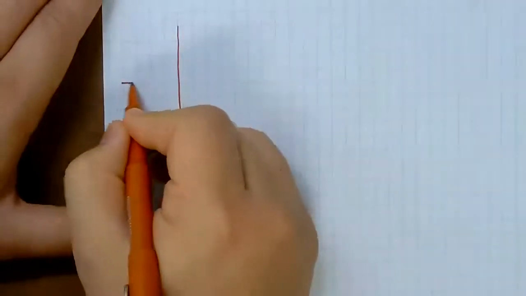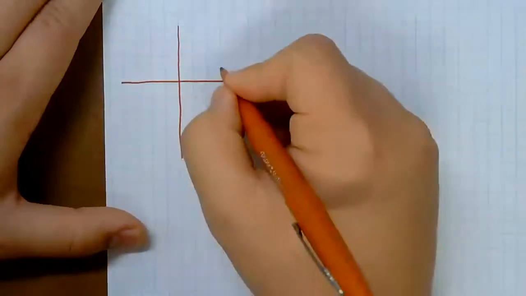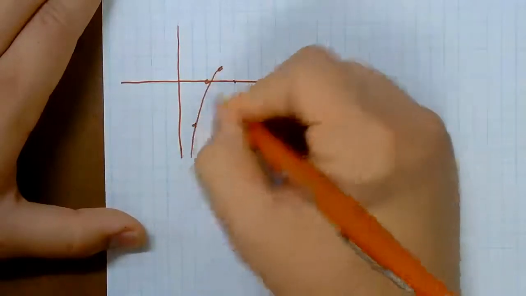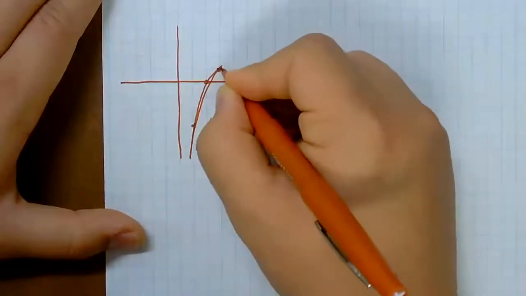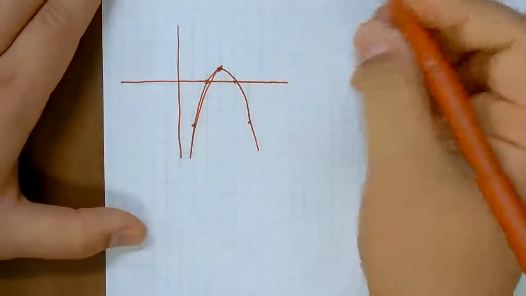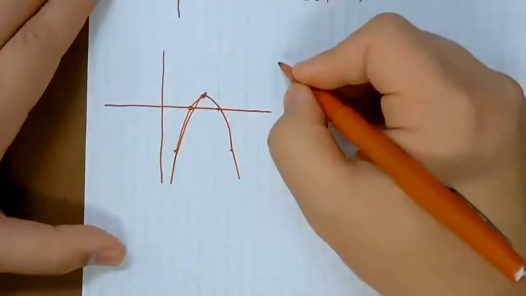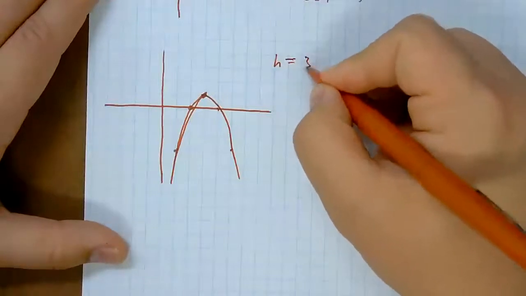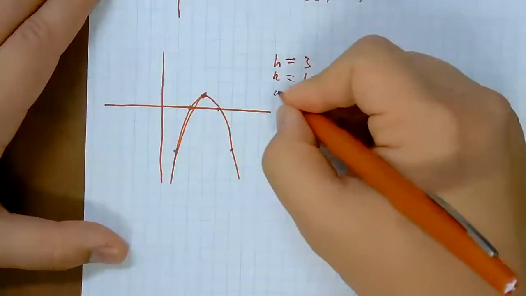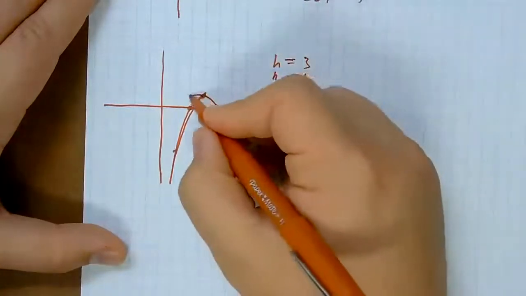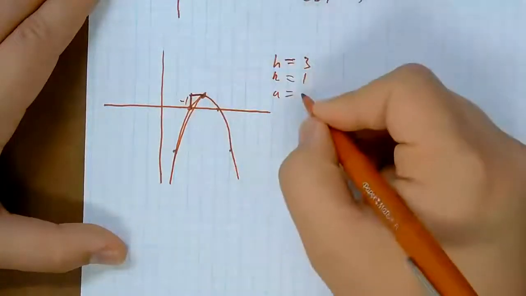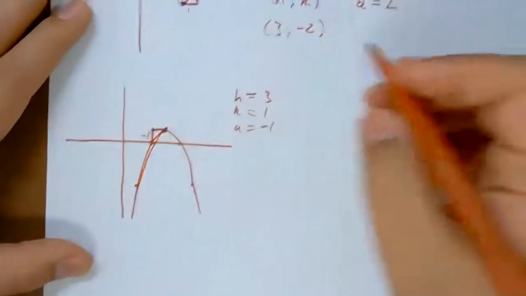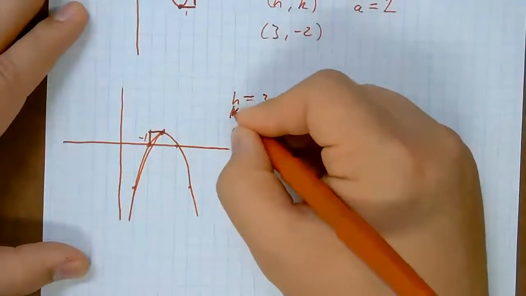You don't need to make your graph. You can just follow along with what I'm doing here. Okay, so let's see. H equals 3, K equals 1, A equals, let's see, when we go over 1, we go down 1. So A equals -1. Okay, so finding A, H, and K is really simple.